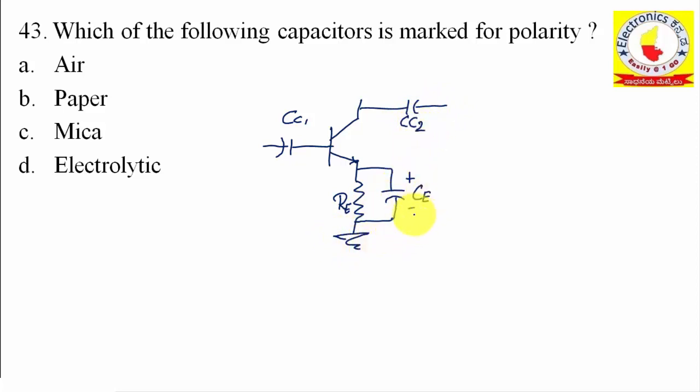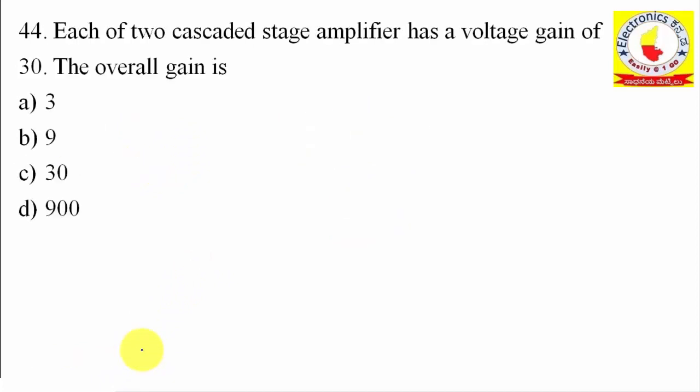But whereas the CE has polarity. Which capacitor? Not air capacitor, not paper capacitor, not mica. It is electrolytic capacitor. Which option comes? Option D is correct. 44th question, each of two cascaded stage amplifier has a voltage gain of 30.